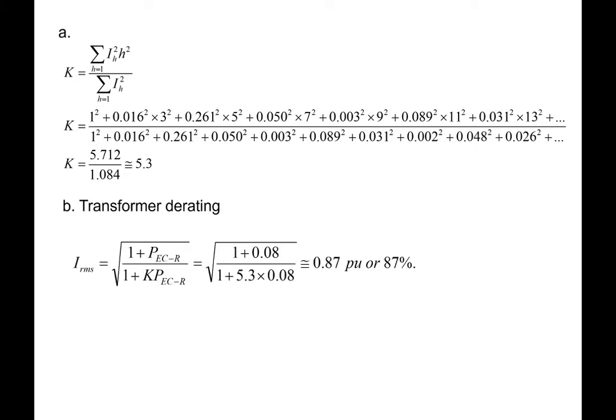So the result for K will be 5. The result for the derating will be 87%. So the transformer will be derated to 87%.